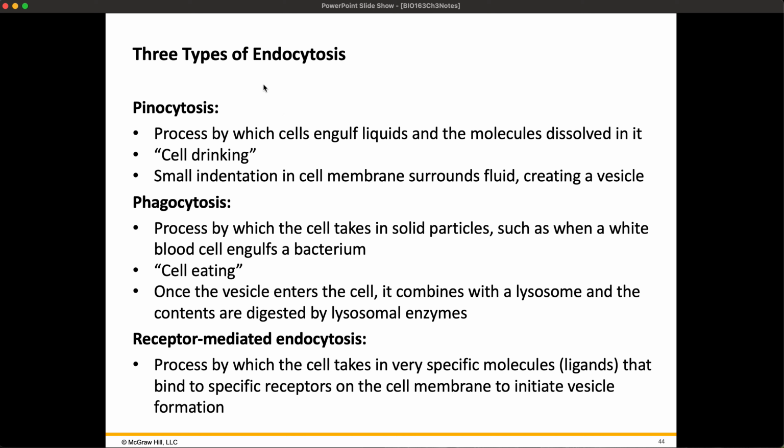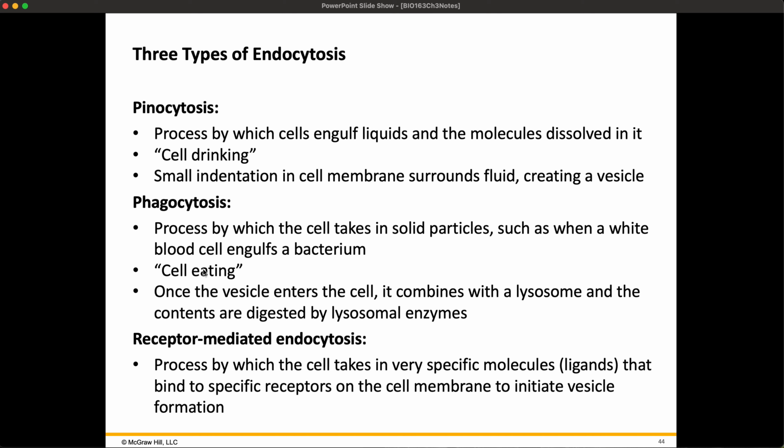There are some specific types of endocytosis that we can look at: pinocytosis and phagocytosis. Pinocytosis is cell drinking, so it will take in a large vesicle of water that can just be drawn into the cell, rather than just individual molecules diffusing through.